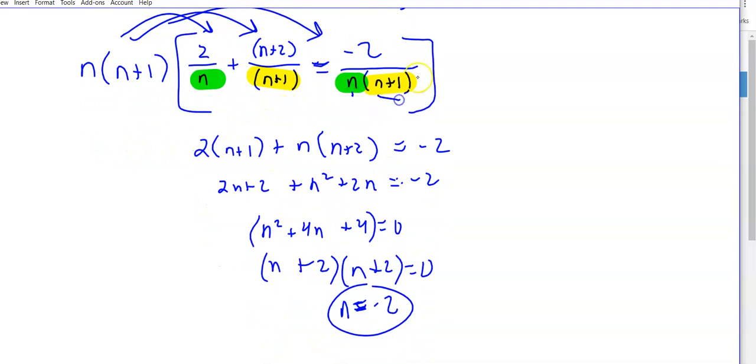n plus 2 plus 1 is negative 2 plus 1, works. Negative 2 times negative 2 plus 1, that works. So it works. We've got our solution.